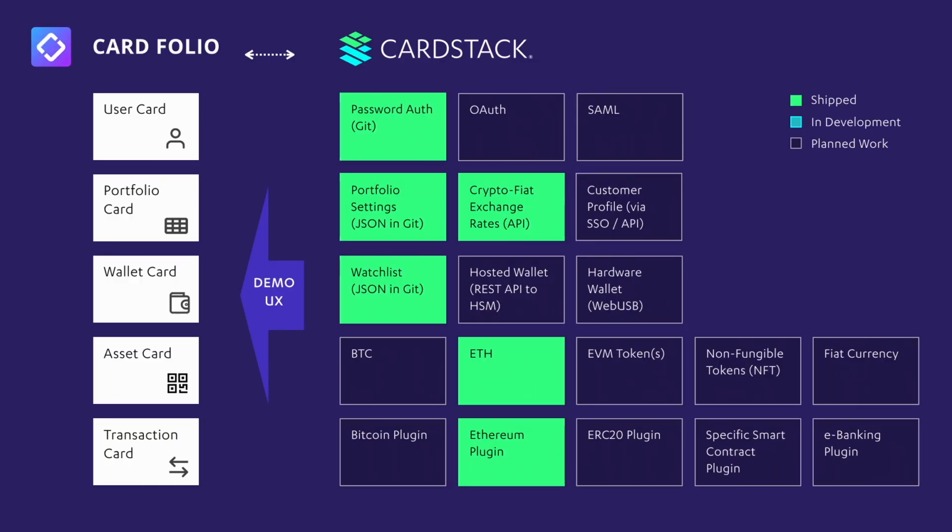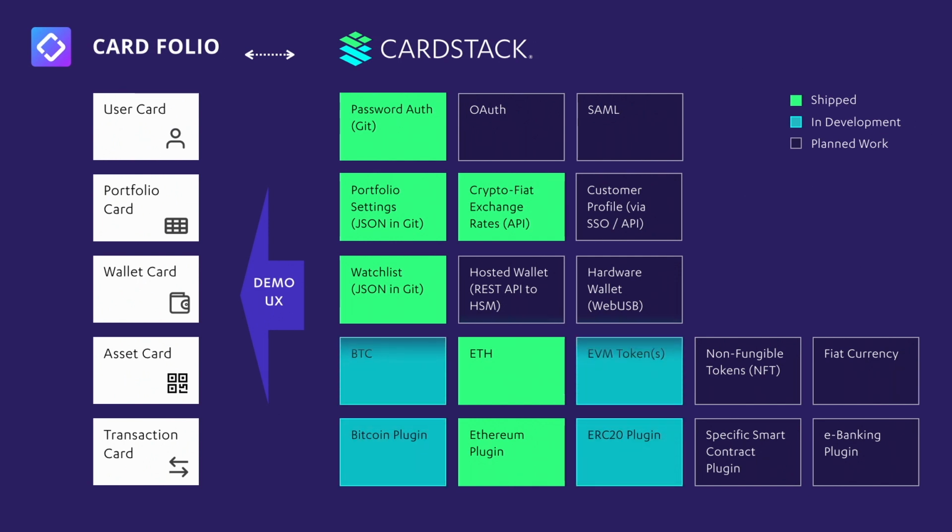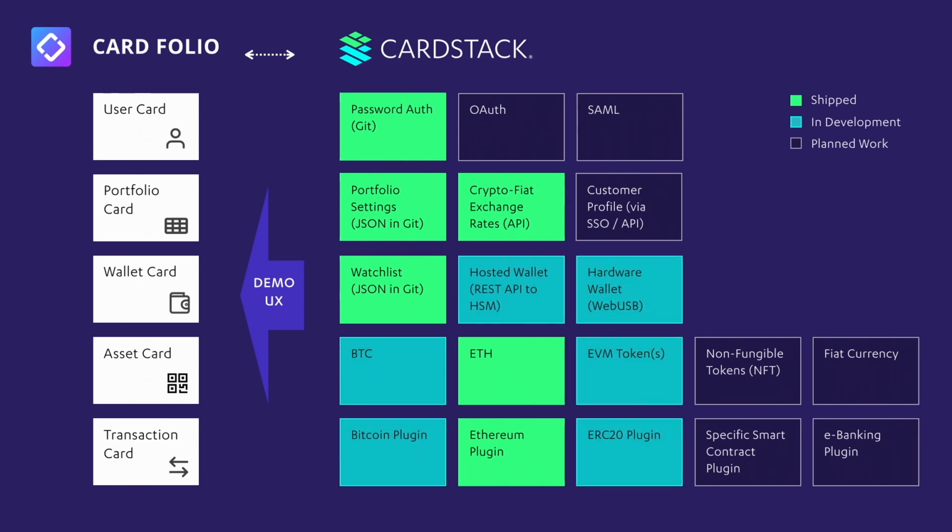So if we go back to this graph that we have about Cardfolio and Cardstack, what we've shown is the Ethereum plugin showing ETH assets with a watch list and exchange rate and a portfolio with a user that logged in. Cool. But because of the composability of our system, now we can support Bitcoin and ERC20 assets with different plugins, different ways of indexing, different ways of working with the protocol as they exist, and then we can support different assets. We can now get the list of addresses not just from Git, we can get it from a hosted wallet as a service. You can get it from your hardware wallet, something that you own yourself.